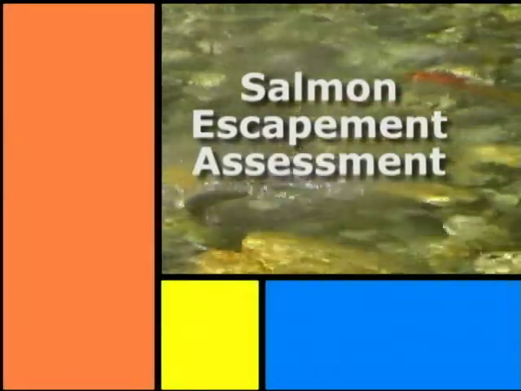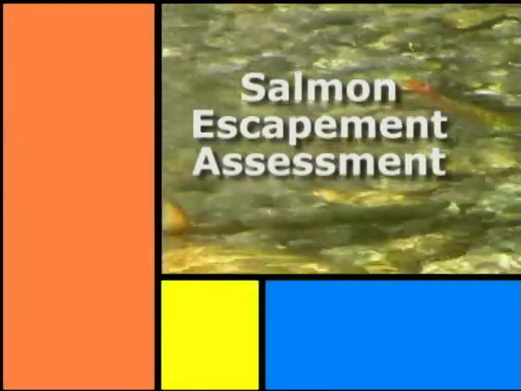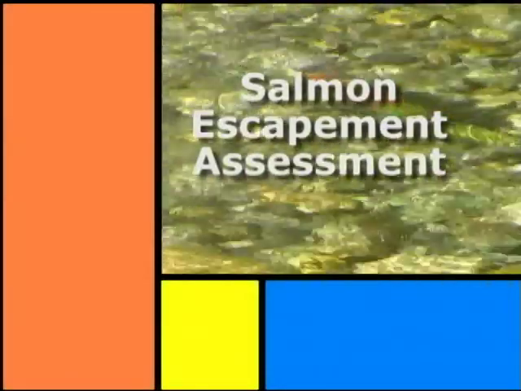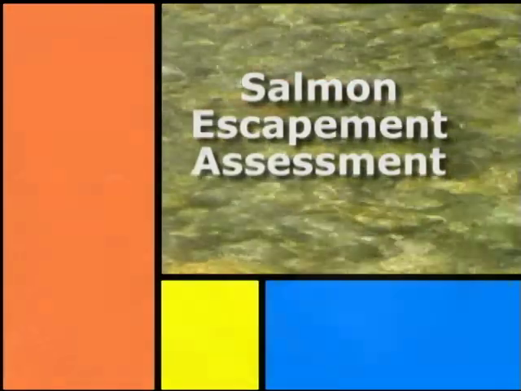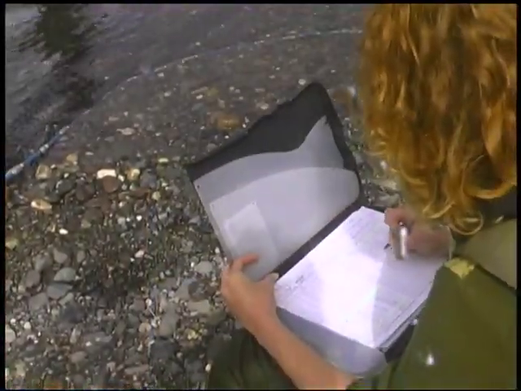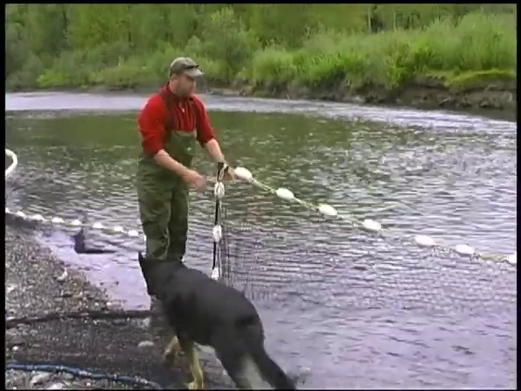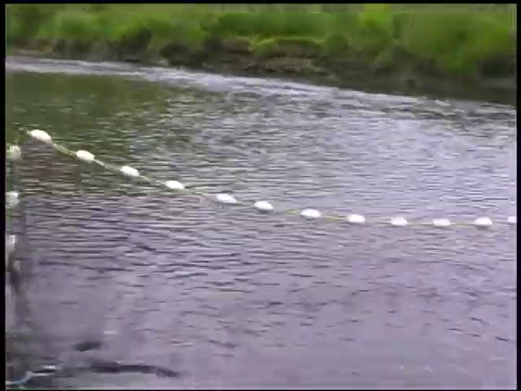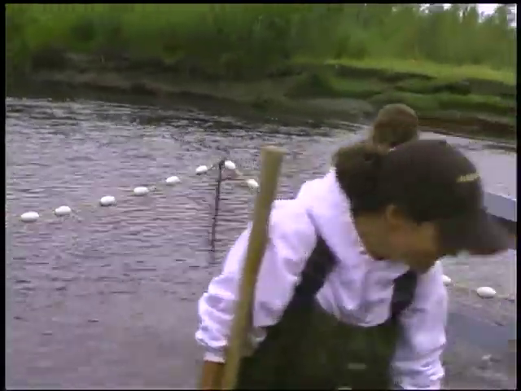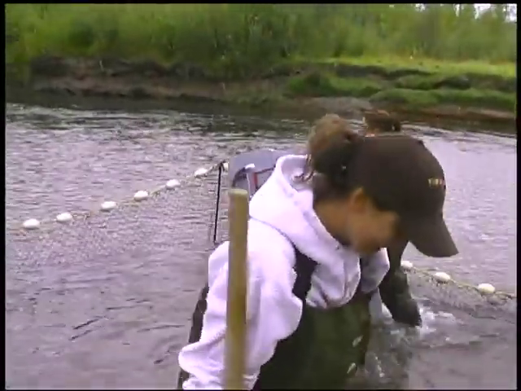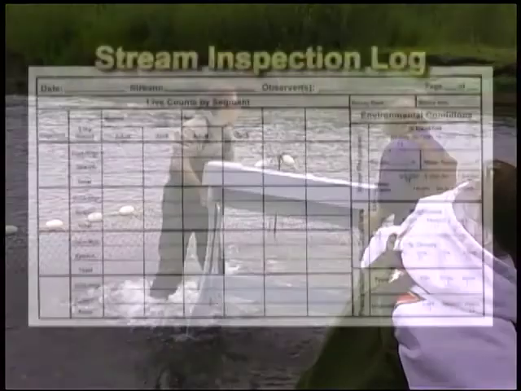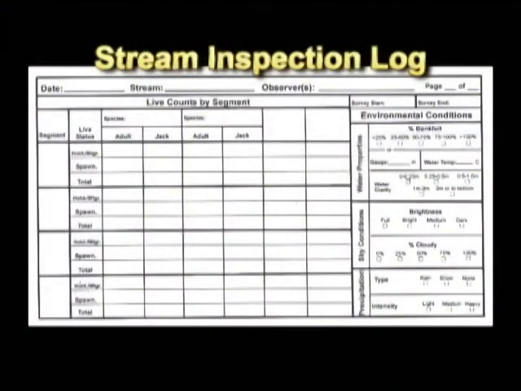The goal of salmon escapement assessment is to collect accurate and consistent field data related to salmon stock assessment activities and environmental conditions. Ultimately, this information could be used to produce credible, defensible, and quantifiable escapement estimates. This is accomplished by using consistent survey and sampling techniques. The basis of these techniques is the stream inspection log. Using this document ensures consistent data and repeatable observations over time.